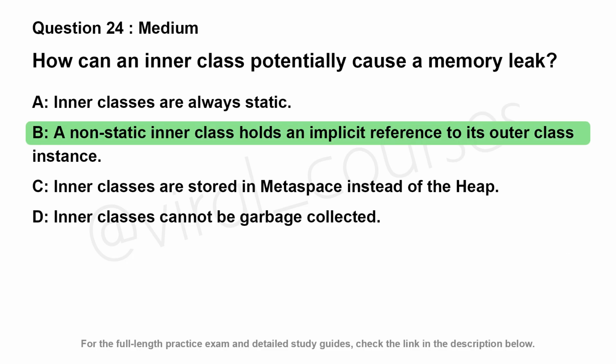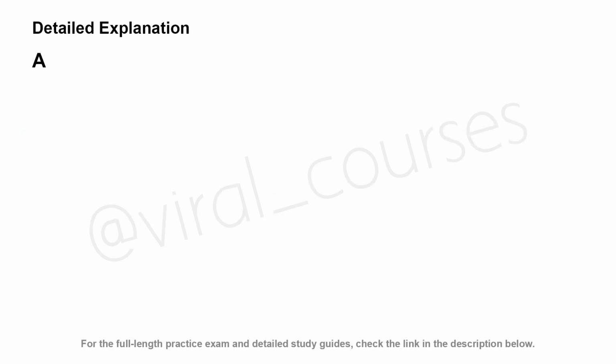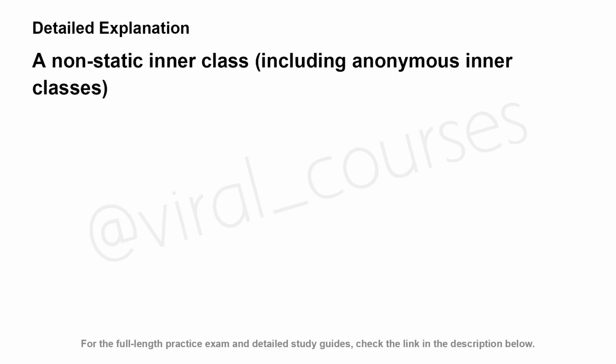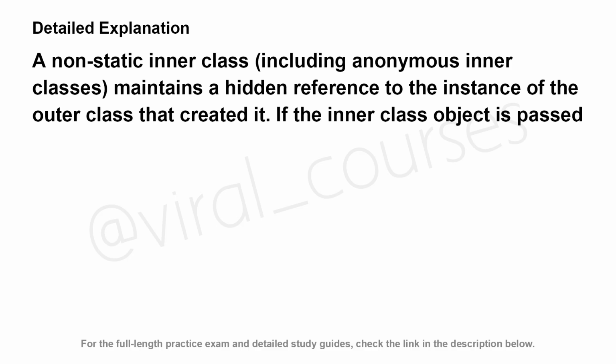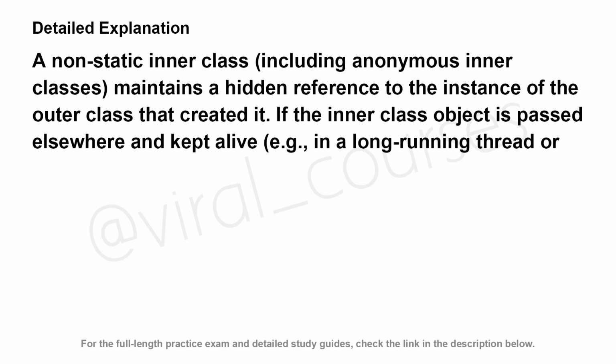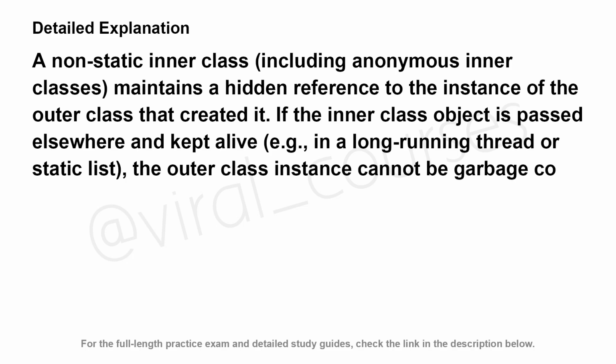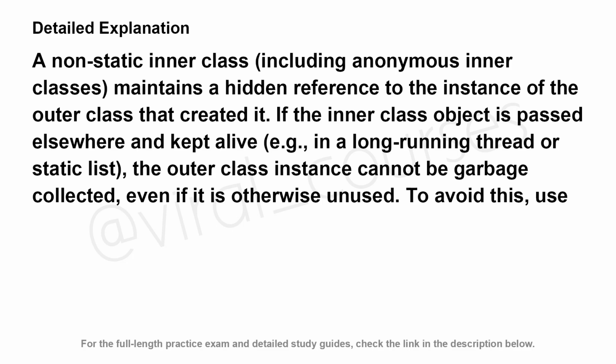The correct answer is B. A non-static inner class, including anonymous inner classes, maintains a hidden reference to the instance of the outer class that created it. If the inner class object is passed elsewhere and kept alive, e.g., in a long-running thread or static list, the outer class instance cannot be garbage collected, even if it is otherwise unused. To avoid this, use static nested classes.